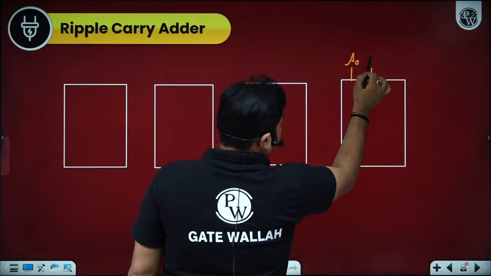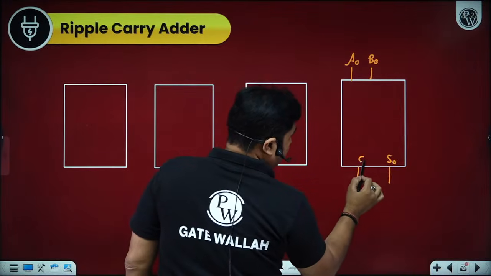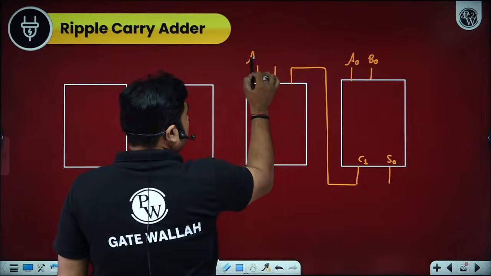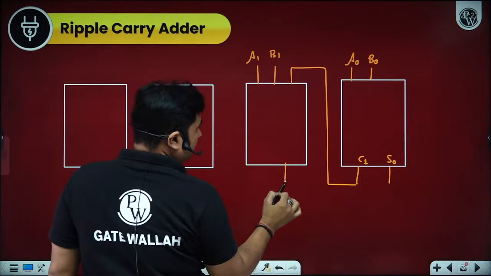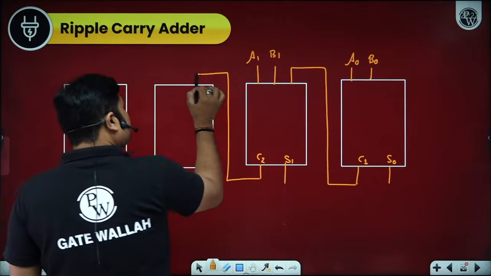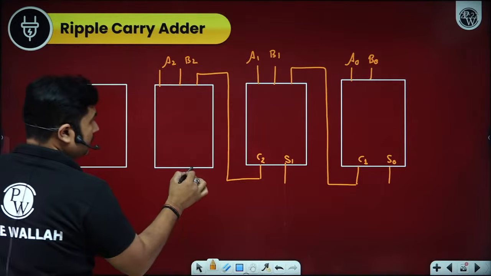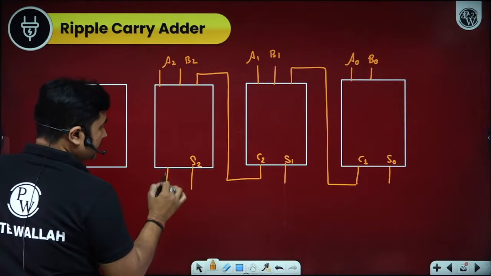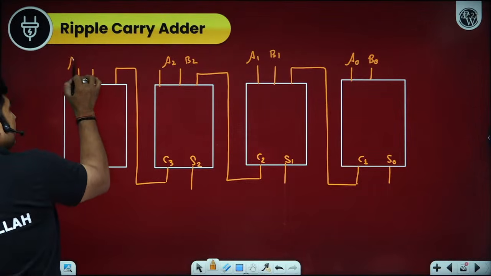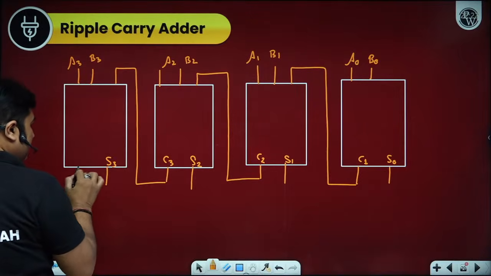A0, B0, S0, C1. C1 is the input. A1, B1, S1, C2. C2 is the input to this. We have A2, B2, S2, C3. C3 is the input to this. We have A3, B3, S3, C4.